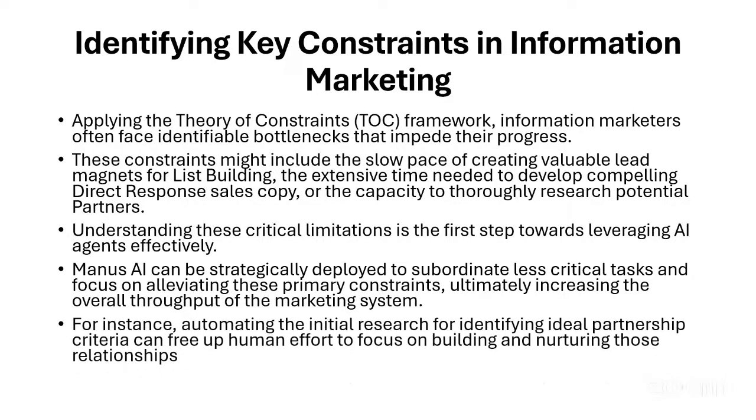You can automate the initial research for identifying a real partnership. So what are your criteria in order to partner up with people? Well, you can eliminate some of that by allowing Manus to do some of the work for you. Maybe there's some partners you have no idea are out there, but you can find them faster if you use something like Manus.